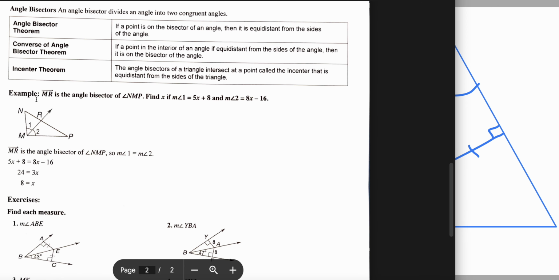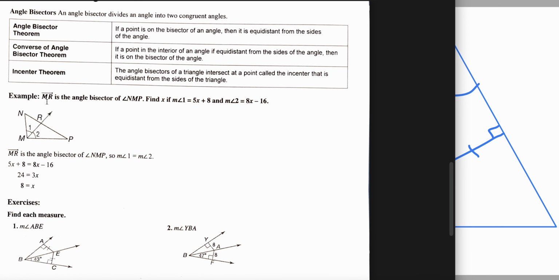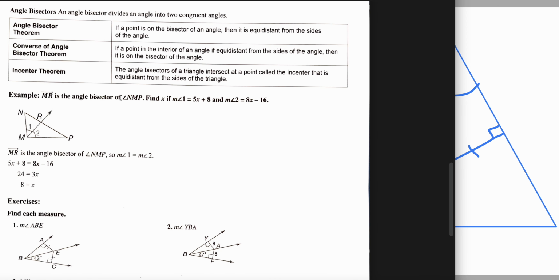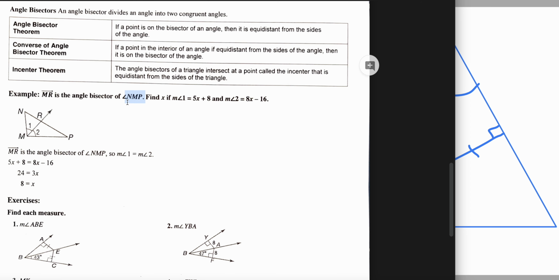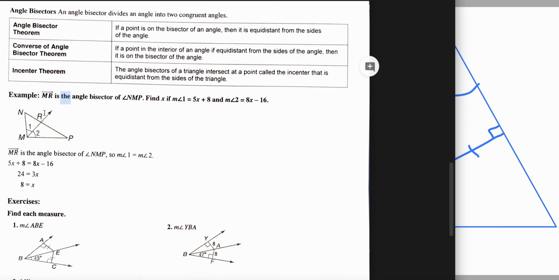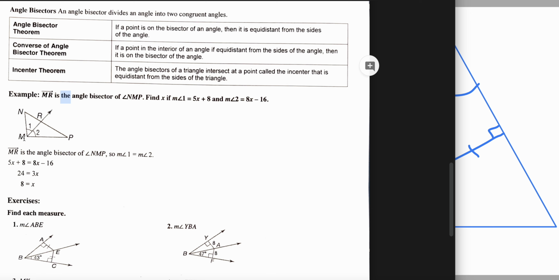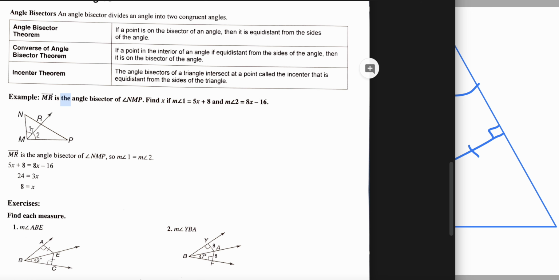So that's going to help us, because here we have our example. We have MR is the angle bisector of angle NMP. So we're given it's an angle bisector. It doesn't look like it. Angle 1 looks like it's smaller than angle 2, but we're given that that's true. So since we're given that, then we know for certain that MR bisects the angle NMP. So angle 1 is congruent to angle 2.